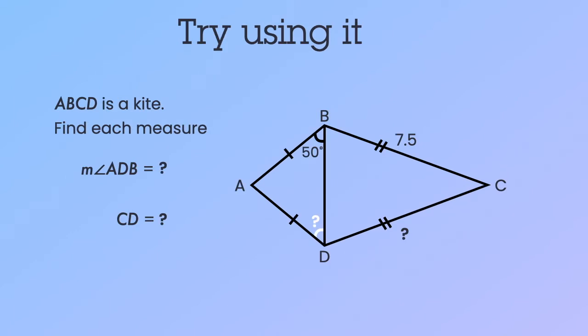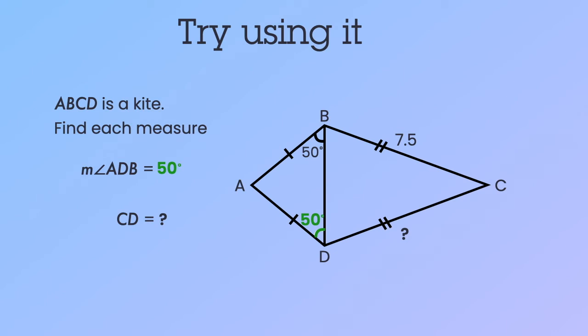This is a kite, ABCD is a kite, and I want you to find one angle measure and then one side length. ABD is 50 degrees, that's up at the top. I want to know how big angle ADB is, that white one marked at the bottom. Now remember, that diagonal that's drawn there, it cuts the kite into two isosceles triangles. So the isosceles triangle theorem says that the base angles for that triangle should be congruent. So if ABD is 50 degrees, then ADB is 50 degrees also.